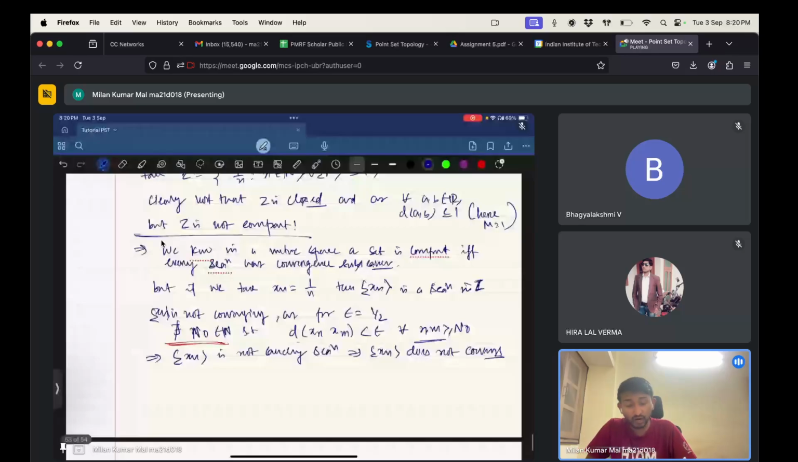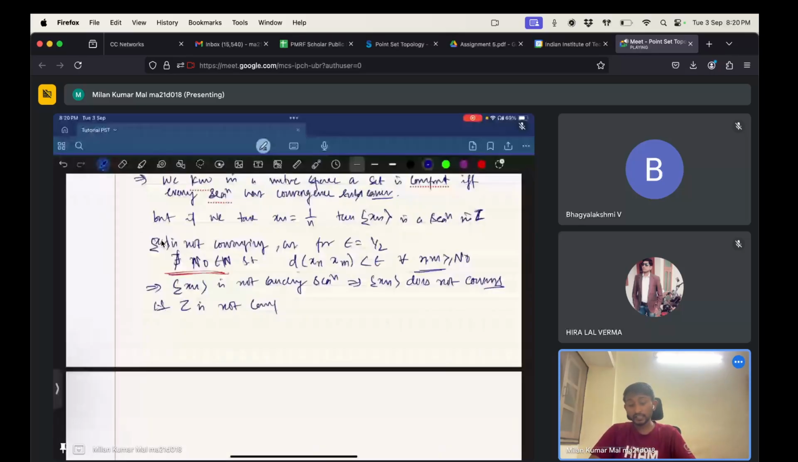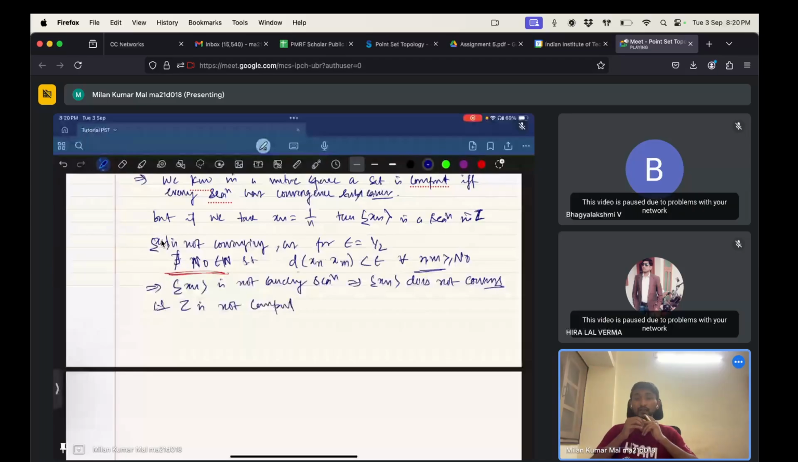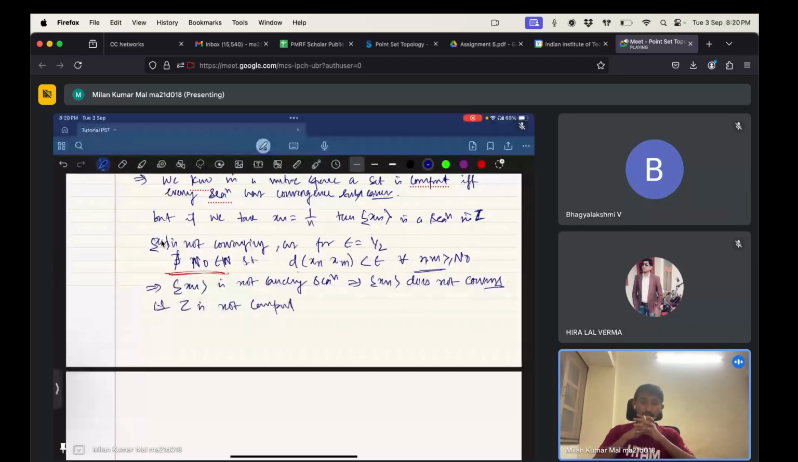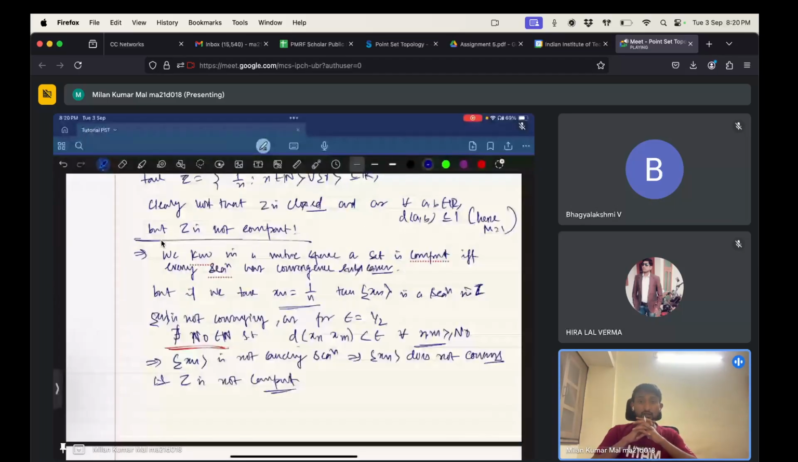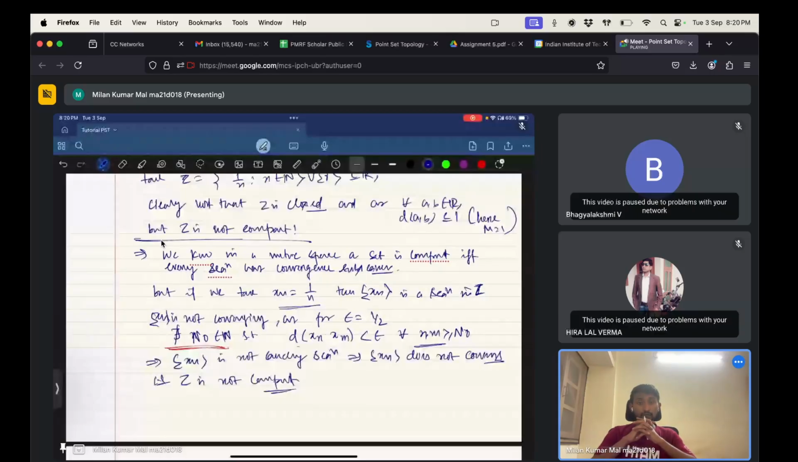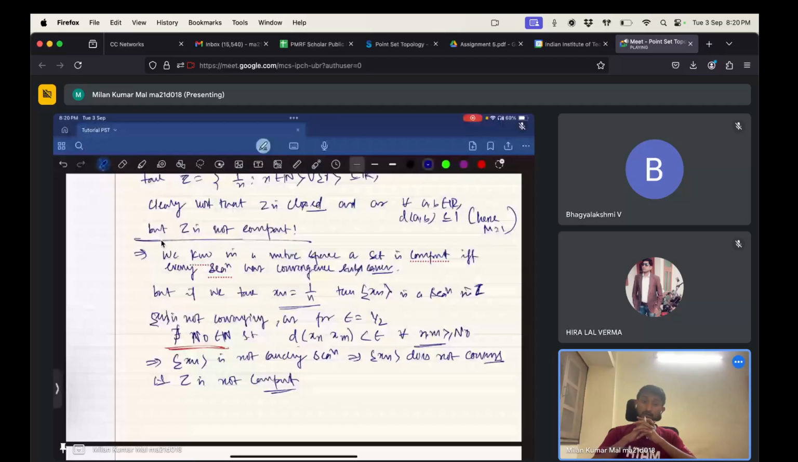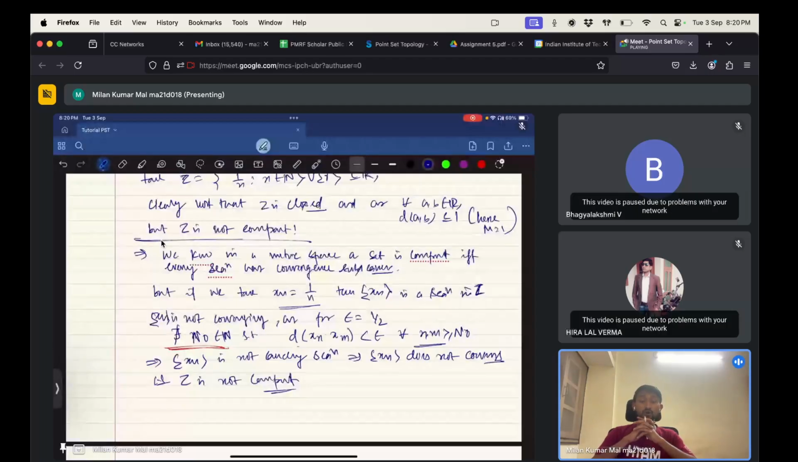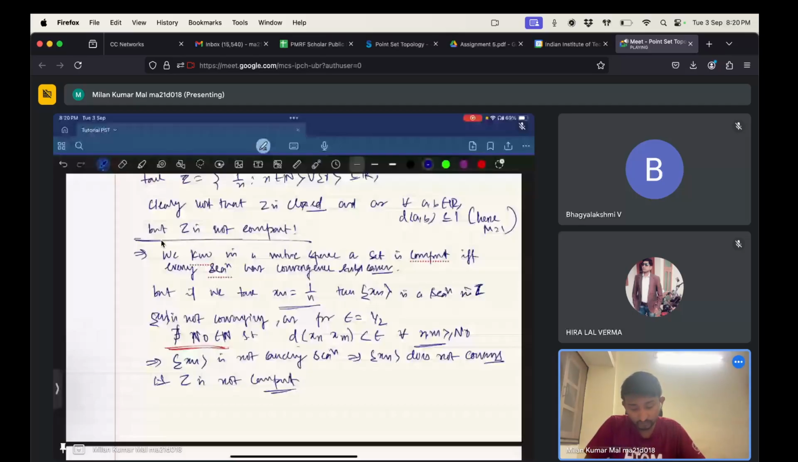So here what we have seen is that a sequence like xn equal to 1/n seems to be convergent, but whether it converges or not depends on the topology, on the metric. If the metric is suitable, it may converge, but in another metric it may not converge. So the sequence xn equal to 1/n does not converge in the discrete topology. That is also an interesting fact.